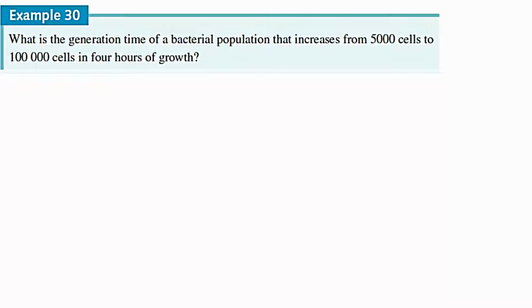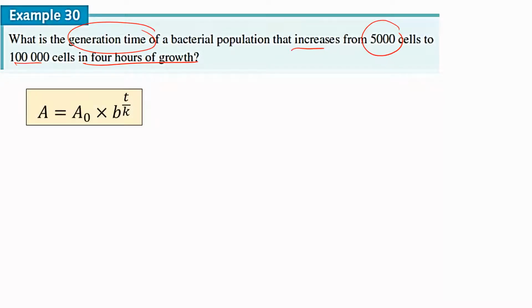It says here, what is the generation time of a bacterial population that increases from 5,000 to 100,000 cells in 4 hours of growth? So there's a key word there. Okay, so in this case here, out of the 2 formulas, which one am I doing? Is it the cell growth or is it the decay? Cell growth. So it has to be cell growth because I know it's increasing, and our job here is to find the generation time, which is what I mentioned just then. Generation time is K. So this is my formula.